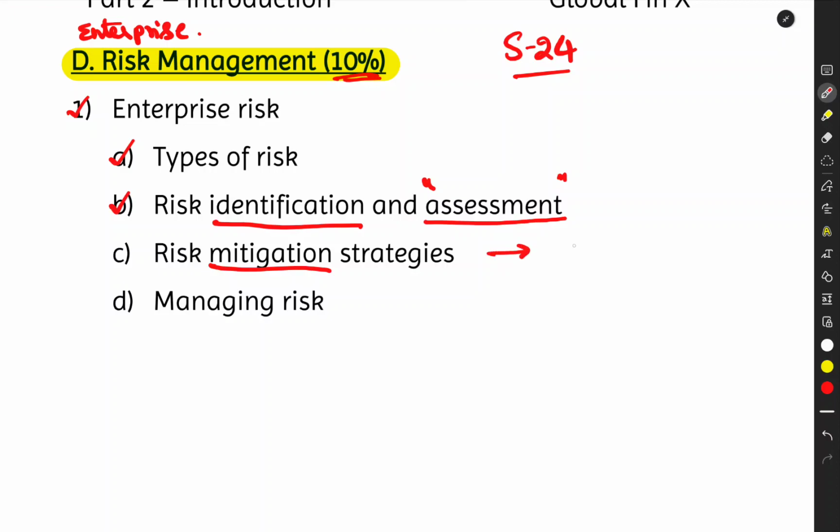So here we use a framework called the TARA framework: transfer, accept, reduce, and what's the other one? Avoid. Transfer, accept, reduce, avoid. So you transfer your risk to somebody else, take an insurance policy. Accept the risk, don't do anything, there is nothing you can do. If you're going on a road on a bike, there is an inherent risk involved in that. You can take an insurance or just go without any insurance, that's your wish.